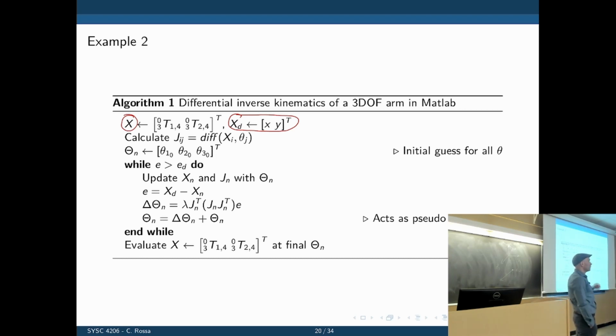Since we're using a while loop, we don't know how many iterations we do. If you're too conservative with your error, it might take a while to reach it, or it may never reach it. So you could, for example, have a counter and say do it 10 times, 100 times.